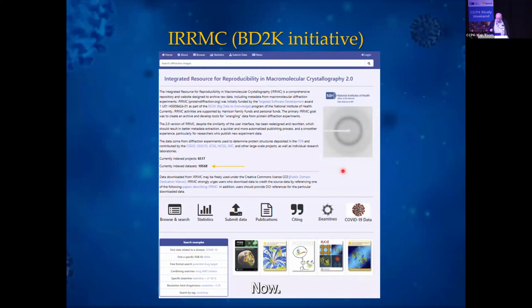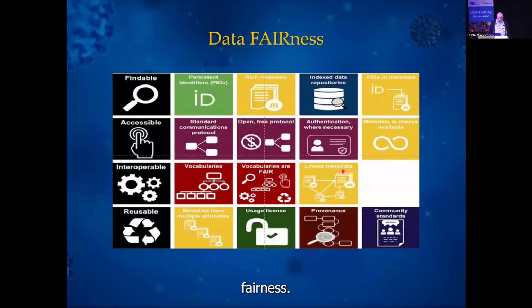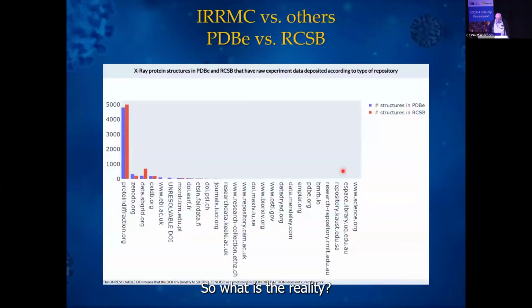Now, there is statement that data should be FAIR. What does it mean? Findable, accessible, interoperable, and reusable. So what is the reality? This is when you are looking on IRC versus other resources, and how they represented in PDB, RCSB PDB, and PDBe. And it's clearly that these resources do not talk to each other. Yes, and you have here the DOI, which are going nowhere. Yes, in both cases. So this is the reality.